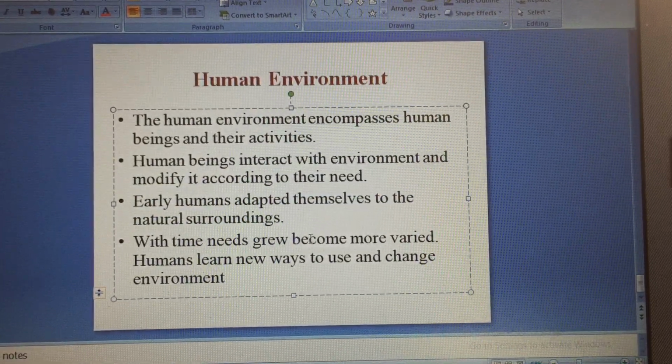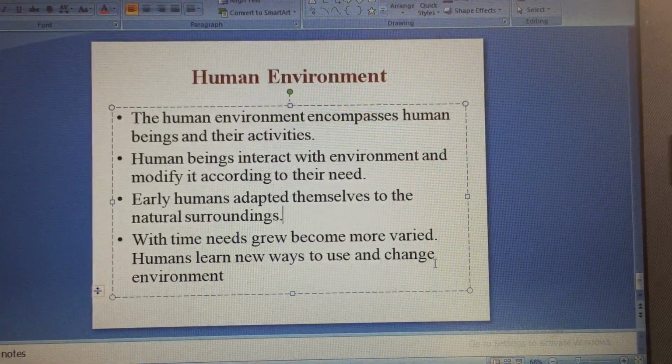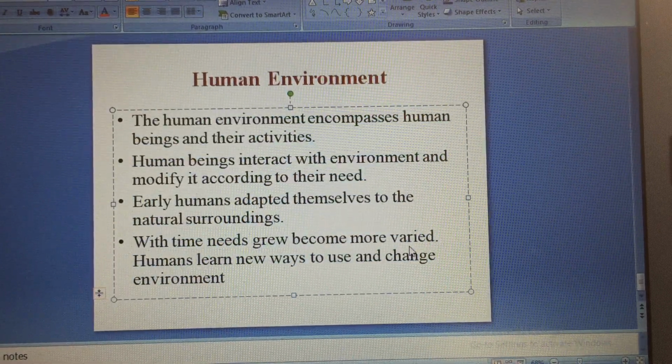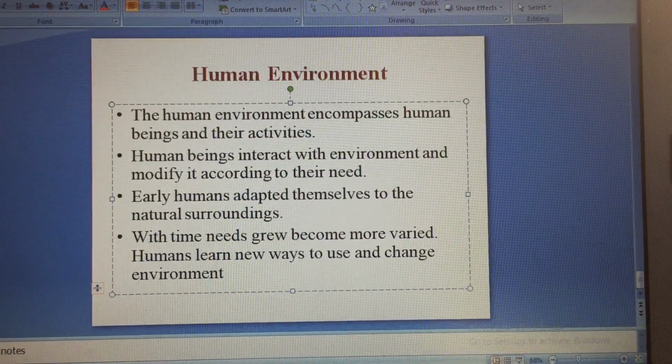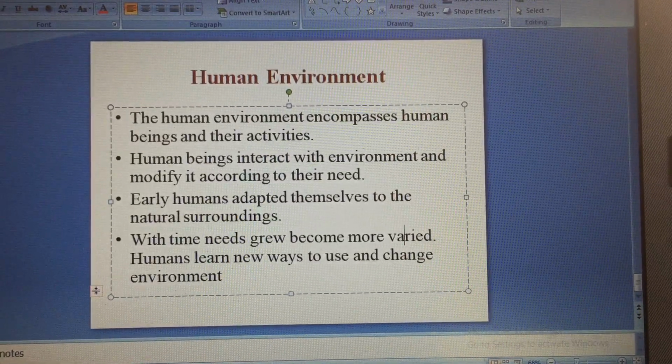With time, needs grow and become more varied. Humans learn new ways to change the environment. So we have been changing the environment according to our needs, right? That's what is human environment. And by this we come to an end of this chapter.